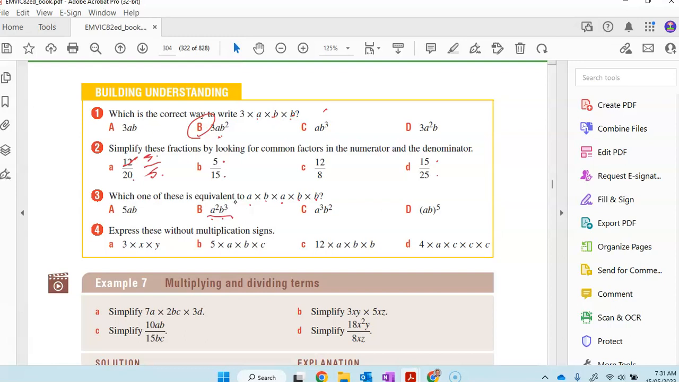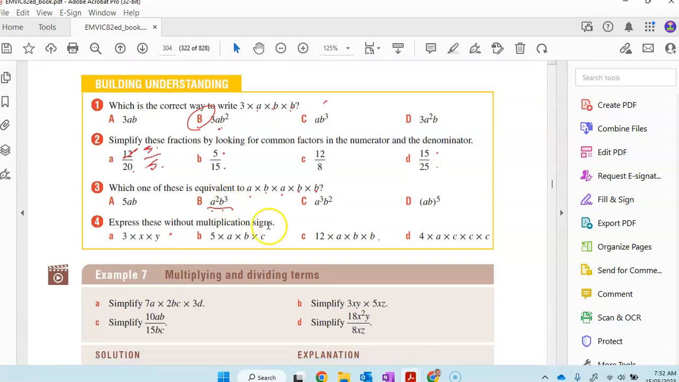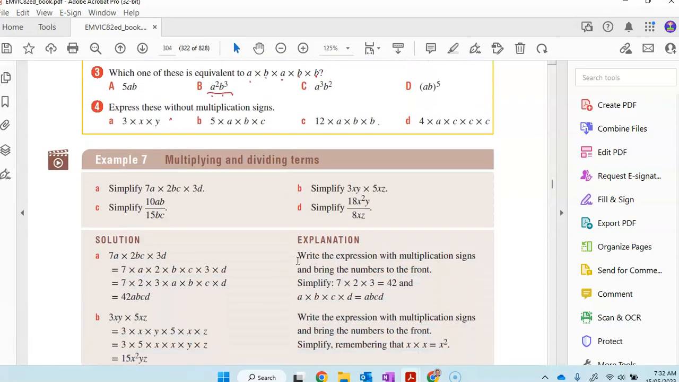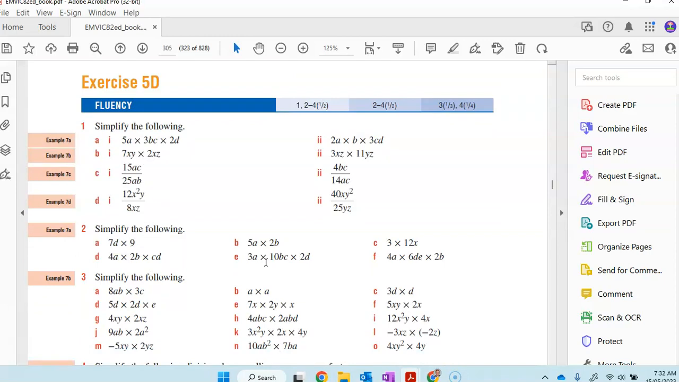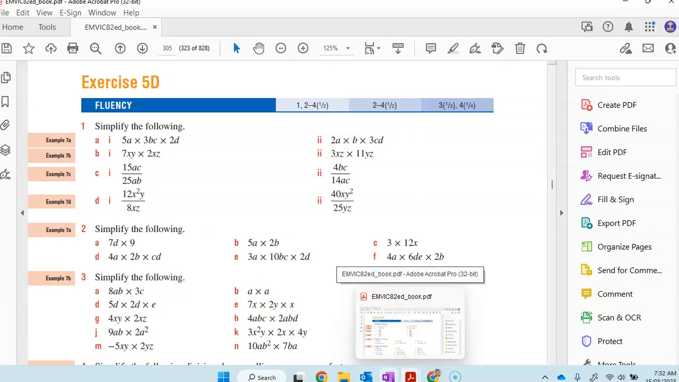Express these without multiplying signs. Well, this would be 3 times x, 3xy. This would be 5abc. This would be 12ab squared. And this would be 4ac cubed. Now you can go through the examples here and how they explain them. You'll be doing that. So let's have a look at some of the questions.